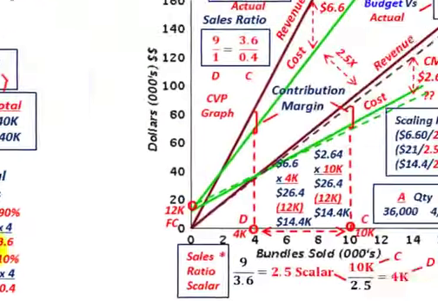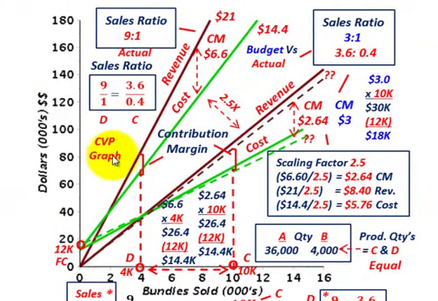Okay, so let's go over and look at our cost volume profit graph. I've got the bundles sold in thousands showing across our x-axis. Along our y-axis are our dollar amounts in 1,000s. And for our sales ratio of 9-to-1, I'm showing a revenues line, and that's on a per unit basis.